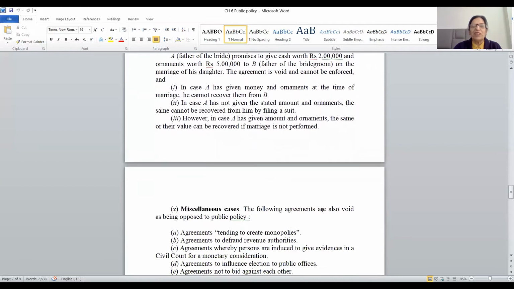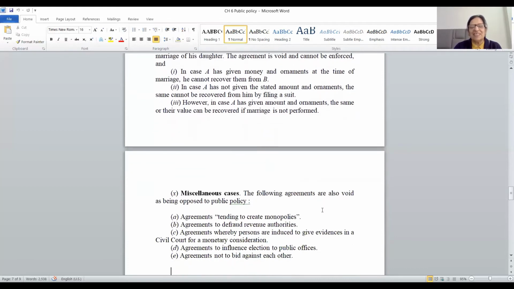Now the last point here is, friends, miscellaneous cases. The following agreements are also void as being opposed to public policy. Any additional point apart from the 9 points which I have explained, if you find, you can put under the category of miscellaneous cases. 5 points I would like to discuss here.